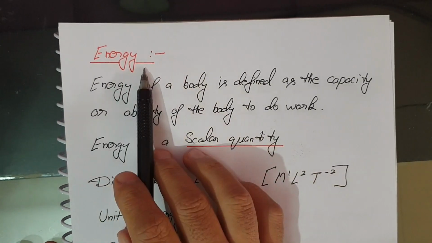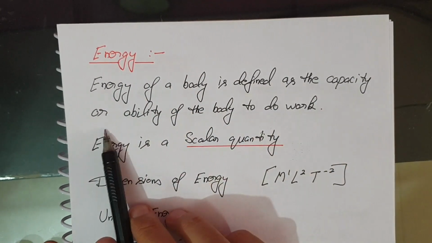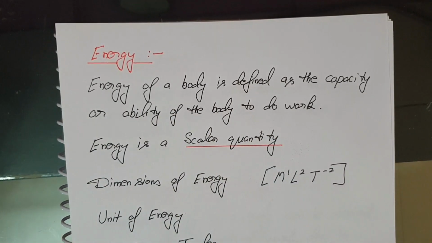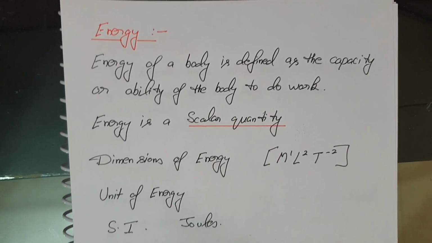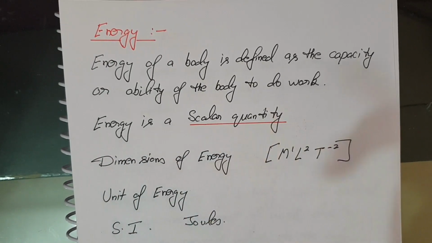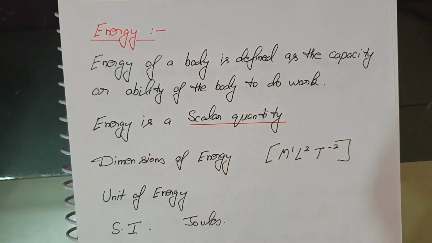Energy. Energy of a body is defined as the capacity or ability of the body to do work. Now, when a body is capable of doing more work, it is said to possess more energy, and the reverse is also true. Also, energy is a scalar quantity, which has magnitude and no direction.